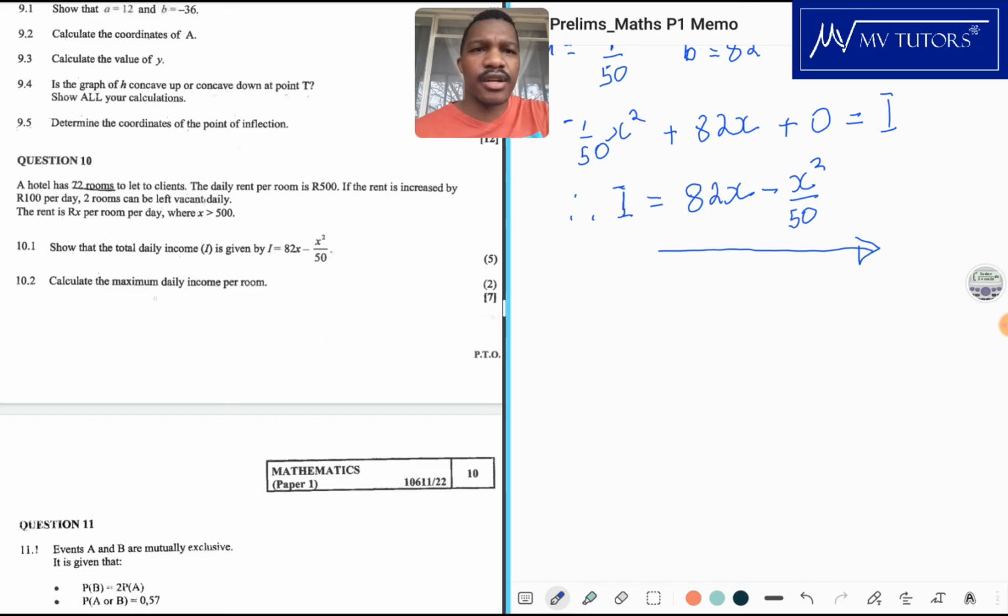10.2. It says calculate maximum daily income.